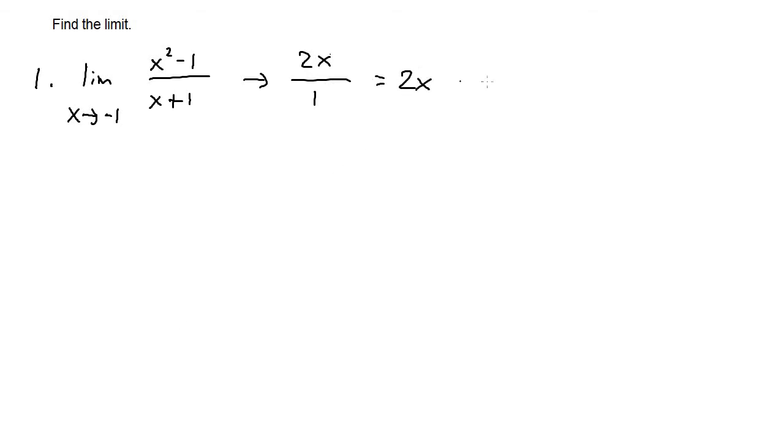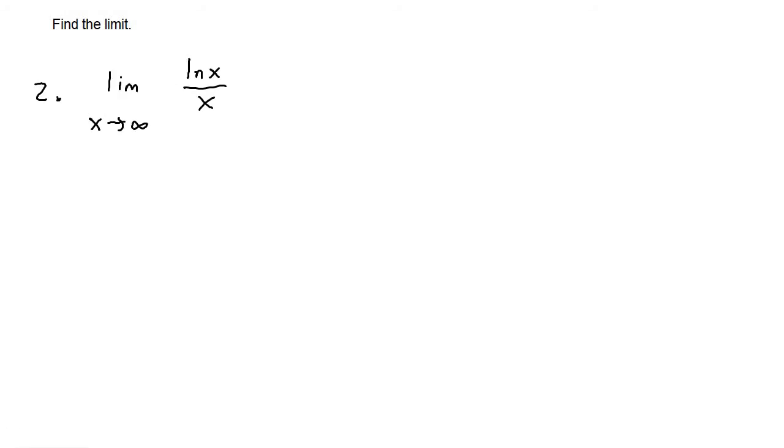And now we can go ahead and rewrite the limit. So we rewrite it as the limit as x approaches negative 1 of 2x. In this case, we can use direct substitution. So we plug in negative 1 for x, and we get 2 times negative 1, which is negative 2. So that's the limit. Now for number 2, we have the limit as x approaches infinity of the natural log of x over x. So if we plug in infinity for x using direct substitution, we get the natural log of infinity over infinity.